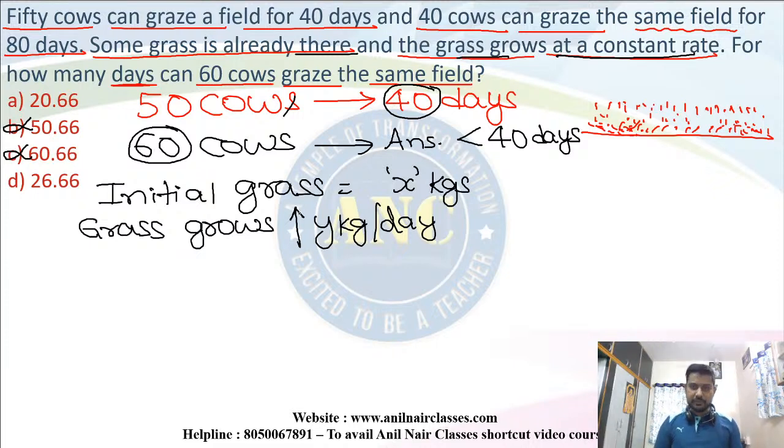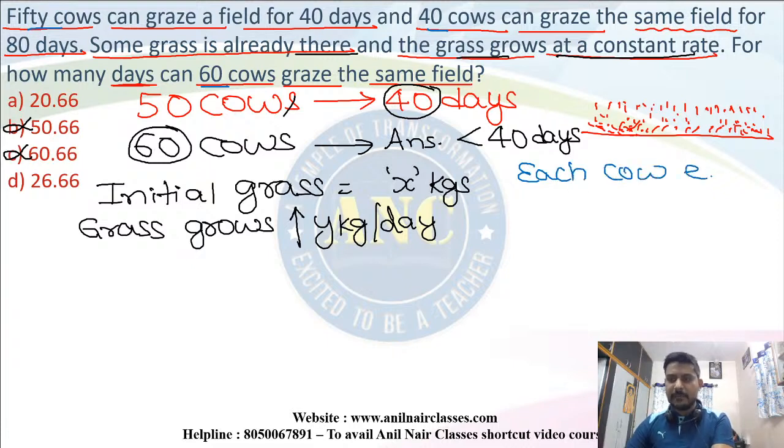So on the first day it will increase by y kg, the second day also it will increase by the same constant rate of y kg, the third day also by y kg, the fourth day also by y kg, like that I am assuming. Now, for easy simplification, there are three different values given. One is 50 cows, next is 40 cows, next is 60 cows. So what I will do is assume that each cow will eat 1 kg of grass daily.